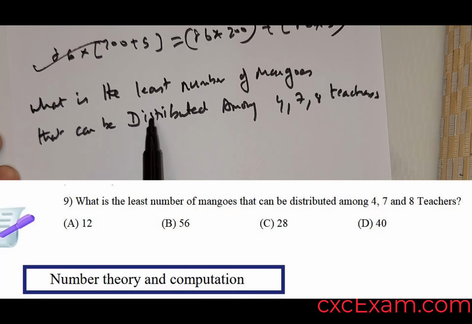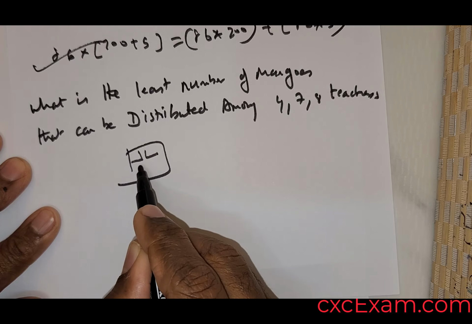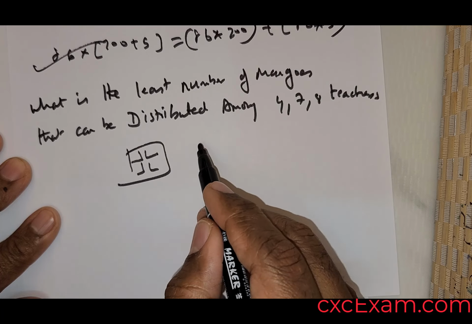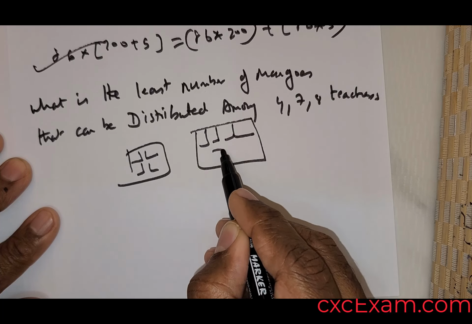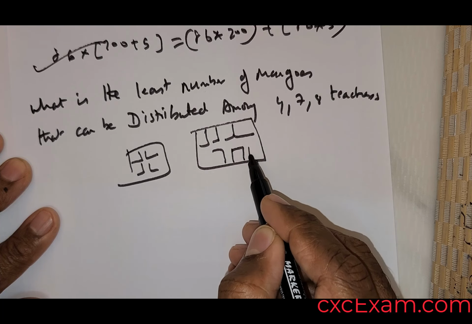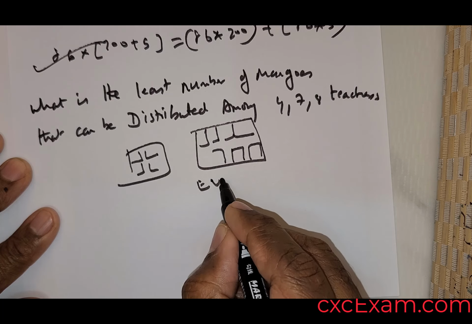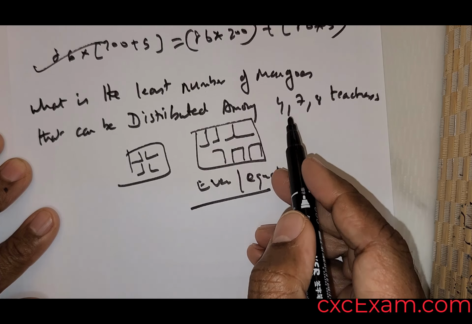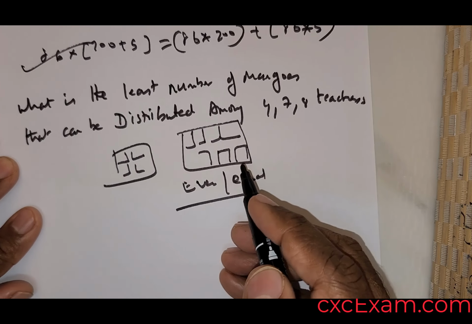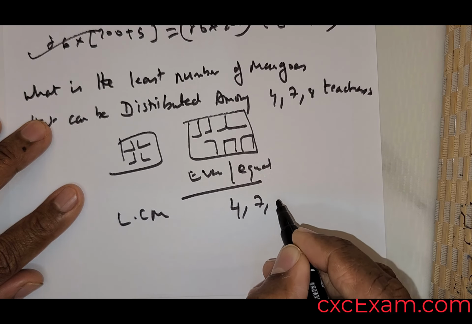Now this is a nice question. What is the least number of mangoes that can be distributed among 4, 7 and 8 teachers? So what they are trying to say is, you have 4 teachers and you have 7 teachers, and so on and so forth. So the distribution should be even, or I would say equal. You have to equally give something to all of them, to 4 people, to 7 people, 8 people. So in that case they are asking us to find LCM. So find the LCM of 4, 7 and 8.